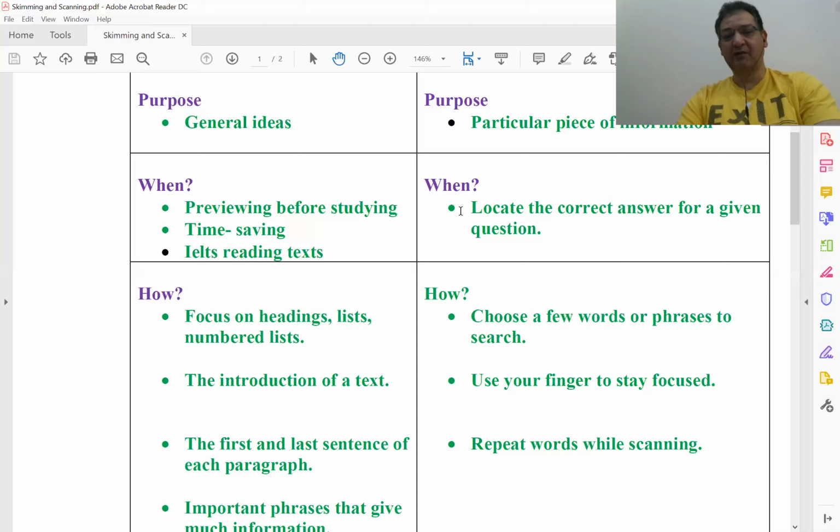But now, when do we use scanning? You use scanning when you know what you are looking for. For example, you locate the correct answer for a given question. If you want to locate the correct answer for a given question, you know what you are looking for, so it's better to use the technique of scanning.